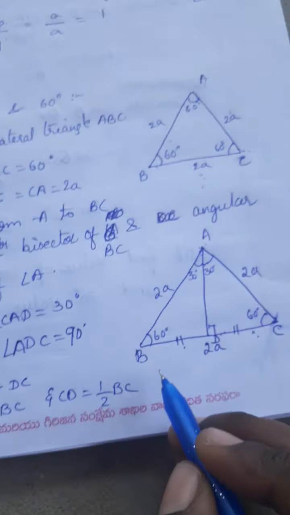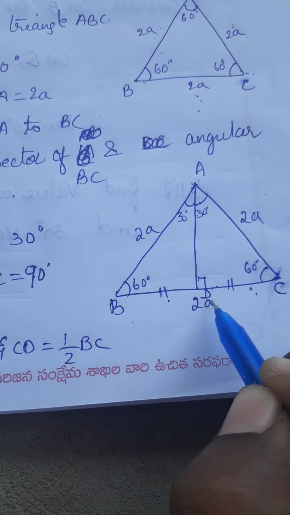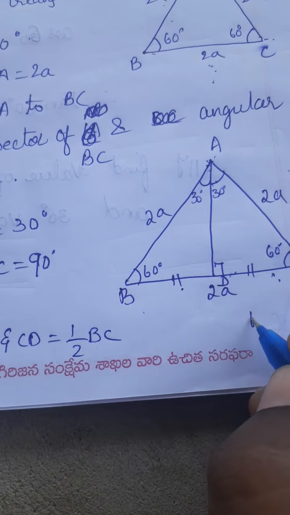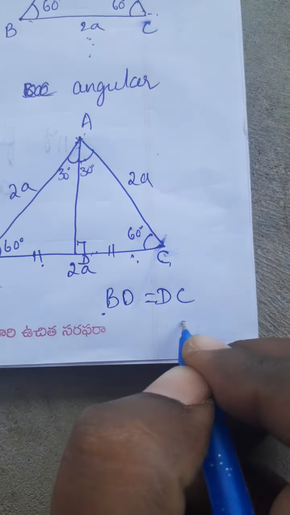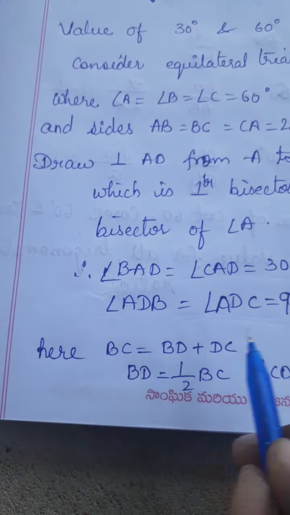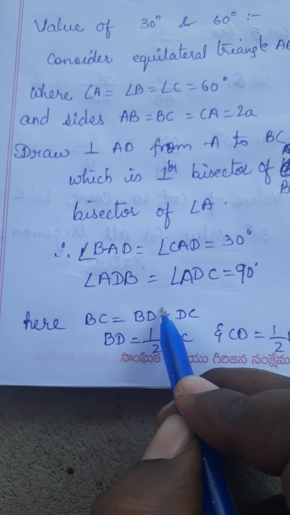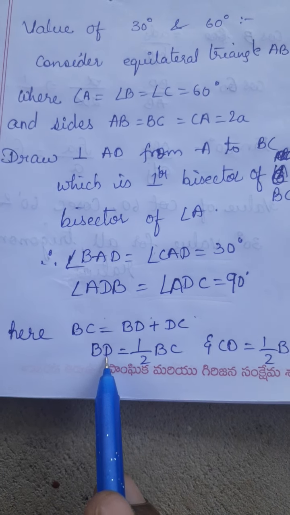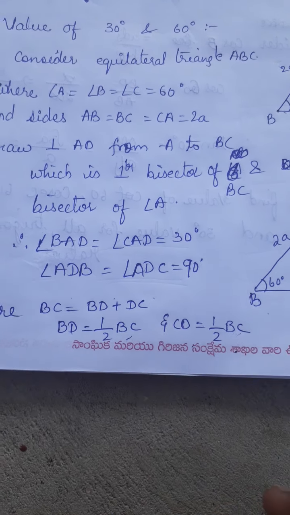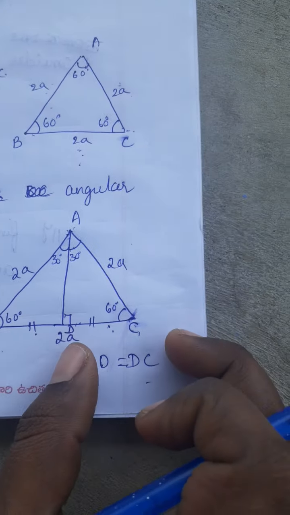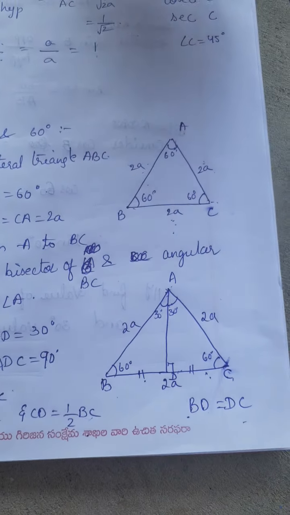So when the side BC is divided into two equal halves, then you can write BD is equal to DC. Now BC can be written as BD plus DC. So BD can be written as half BC, or CD can be written as half BC, because that is half of the side. CD is half of BC. Similarly, BD is half of BC.